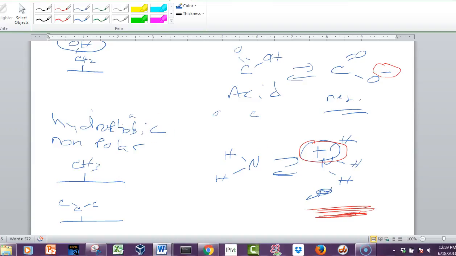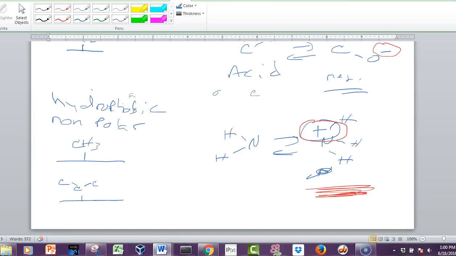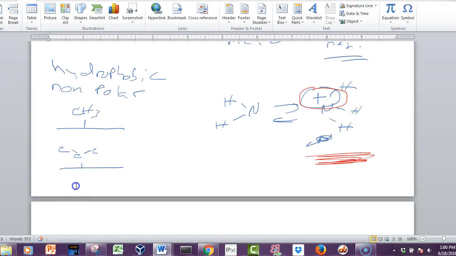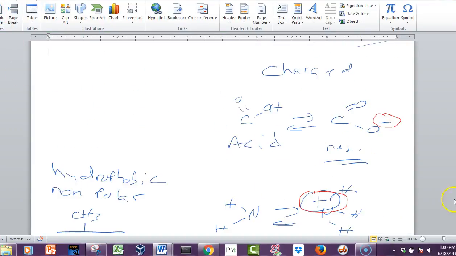All right, and then the other part of this was understanding the different levels of protein structure. And I'm going to go over it relatively quickly because you all know this from previous class.